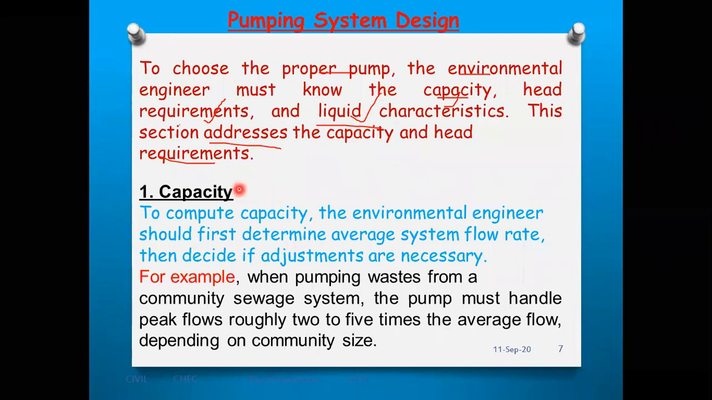Now, to compute the capacity, the environmental engineer should first determine the average system flow rate, then decide if adjustments are necessary. So whenever you are looking at the capacity of the pump, you have to see what capacity. For example, when you buy a fan or an air cooler, when you go shopping, you ask what is the motor capacity, 1 hp, 0.5 hp, half hp motor, 1 hp or 2 hp motor.